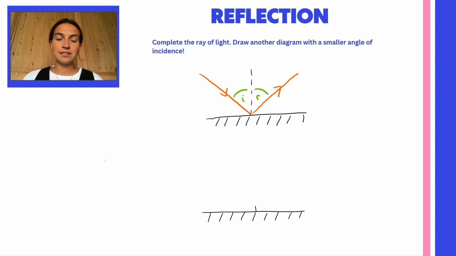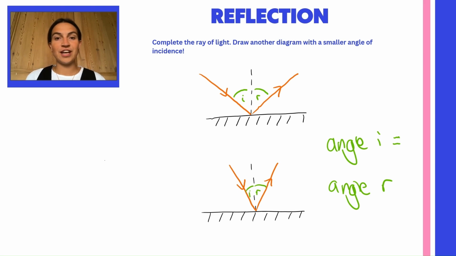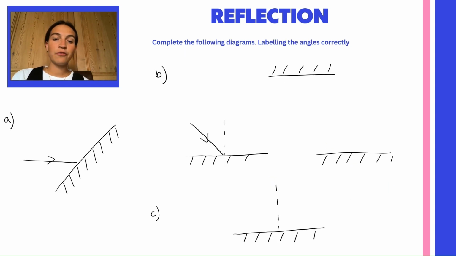So then when it asks me to draw another diagram with a smaller angle of incidence, my diagram should look like this. Okay, so I've got that smaller angle of incidence, which gives me a smaller angle of reflection. And if I'm doing this perfectly with my protractor, those two angles should be the same size. So our law of reflection: angle of incidence equals angle of reflection. Okay, so now we've got a few different diagrams and we need to complete them.